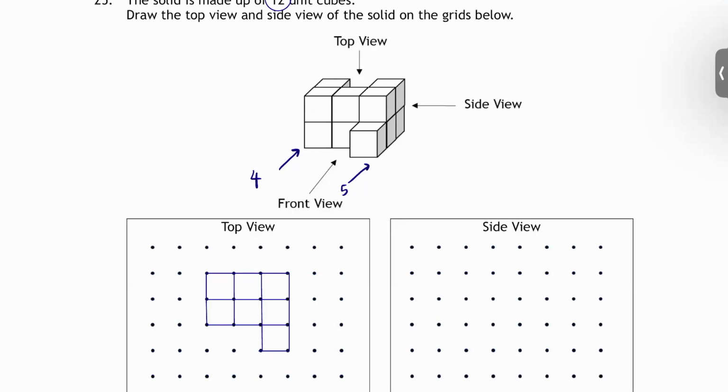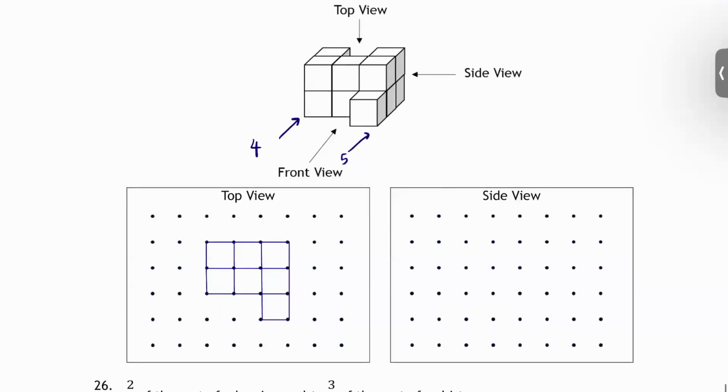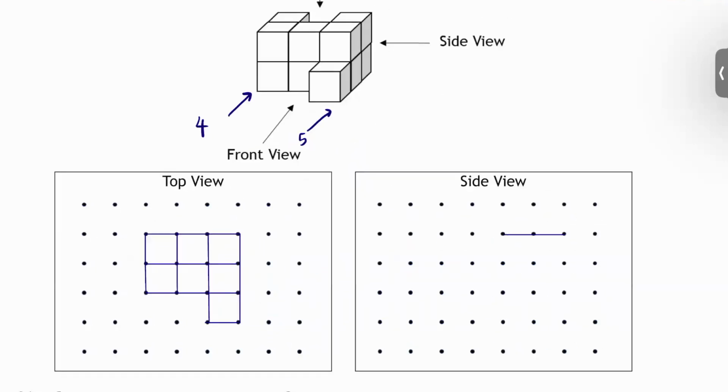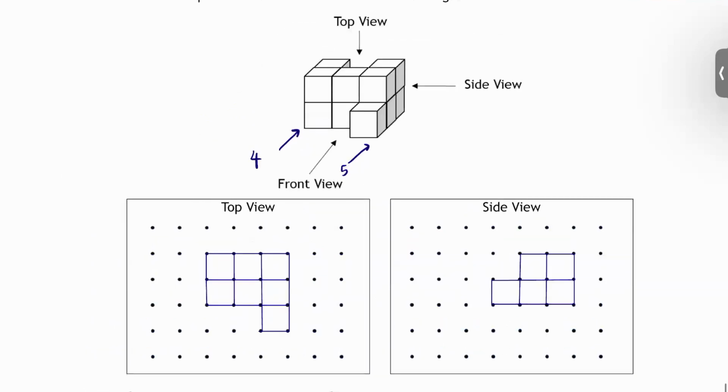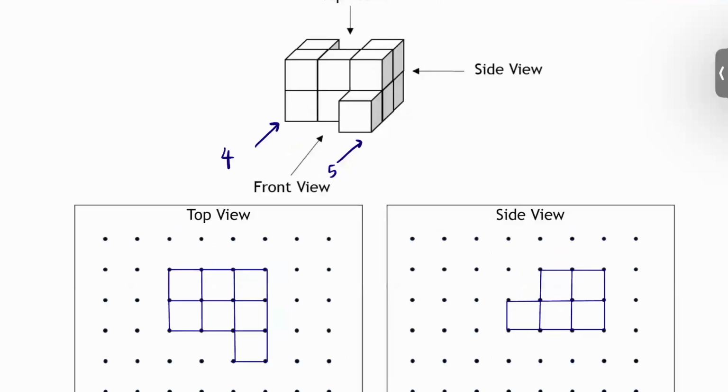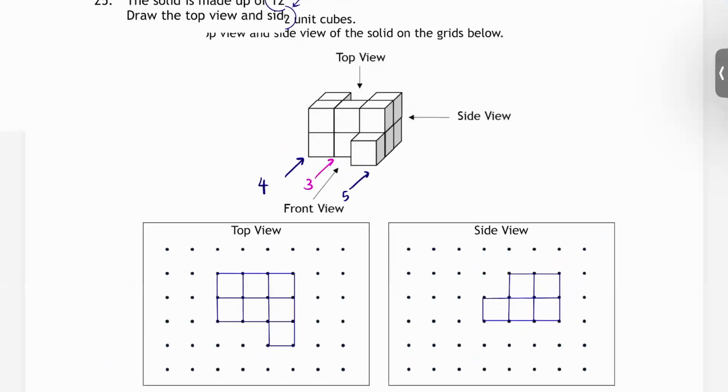And then the side view should not be an issue. For the 12 unit cubes, we can just see from the side that it is 2 at the top, 2 on the second row, and 3 at the bottom. So this is the answer, top view and side view. The count of 12 is very important so that we can see that in this middle part, there are 3 cubes.